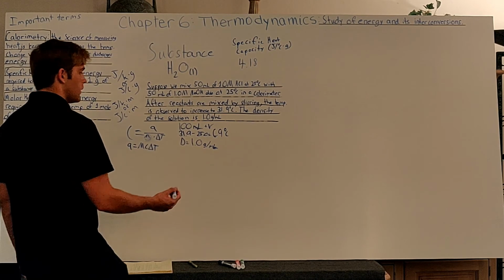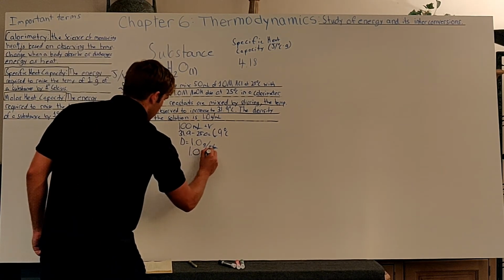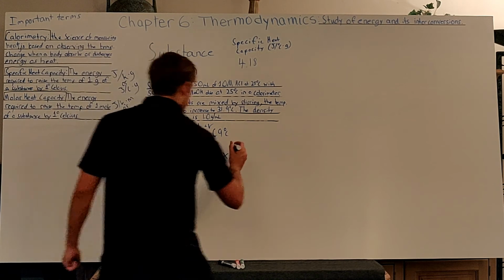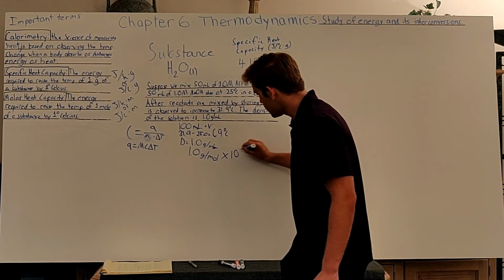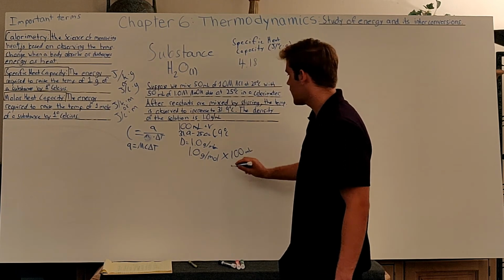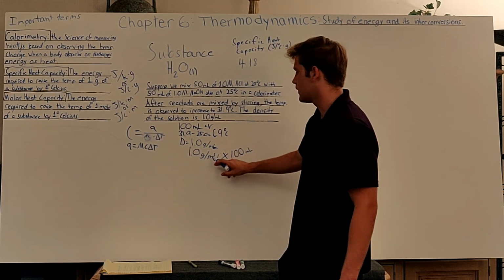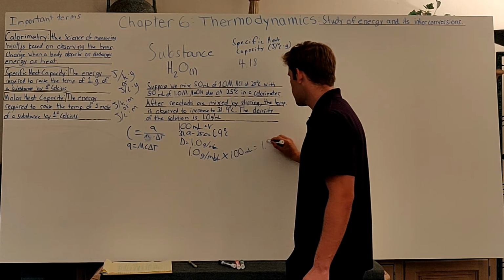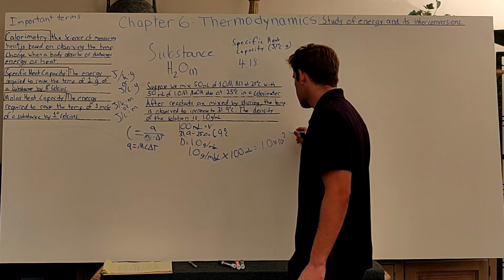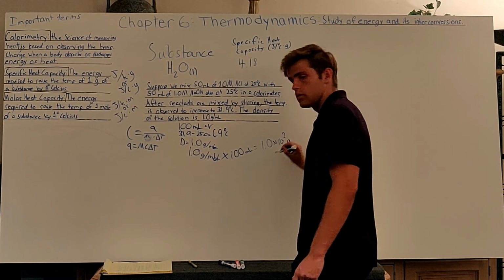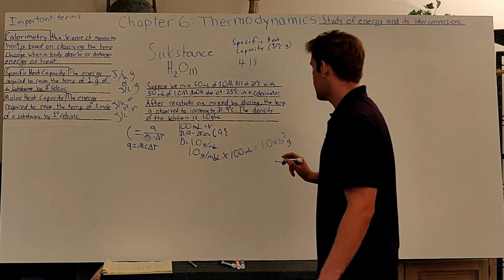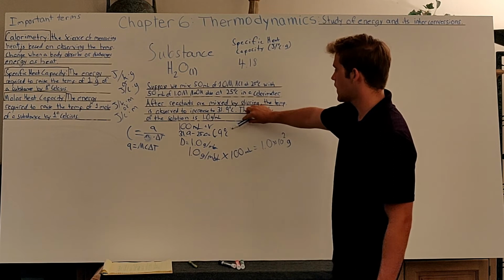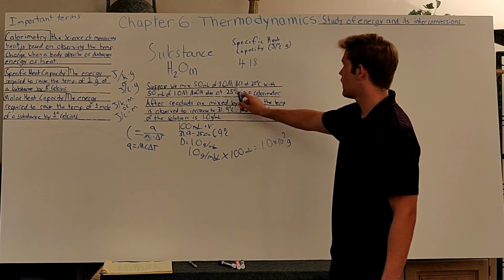Something we can do, which is very beneficial, is take our density and multiply it by what you know it's going to be, 100 milliliters. The density is 1.0 grams per milliliter, make sure that's correct, and then multiply that times that, and you're going to get 1.0 times 10 to the second grams. Now, that's our mass. So we have our mass, we have our change in temperature, and we have our specific heat.